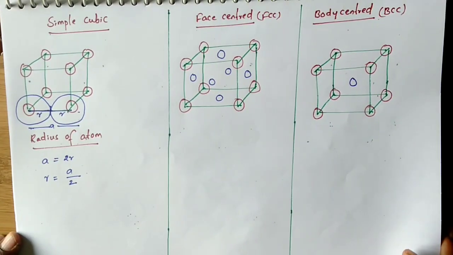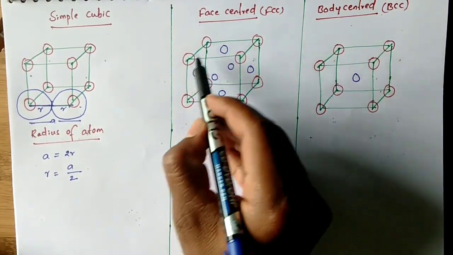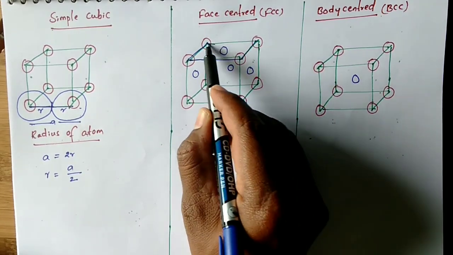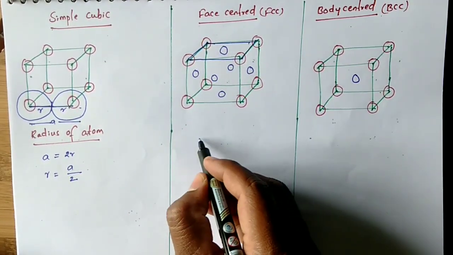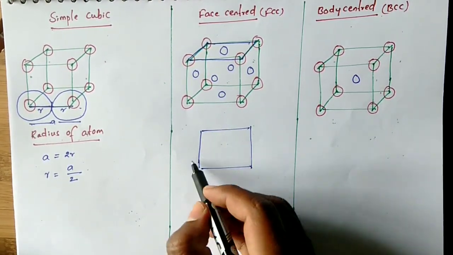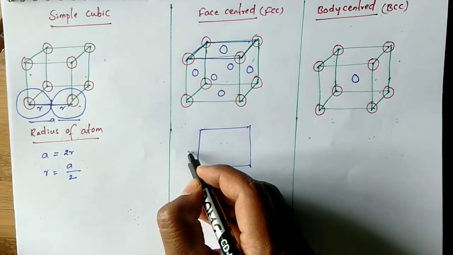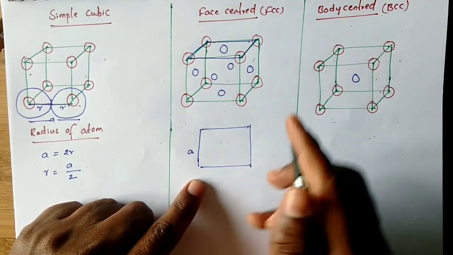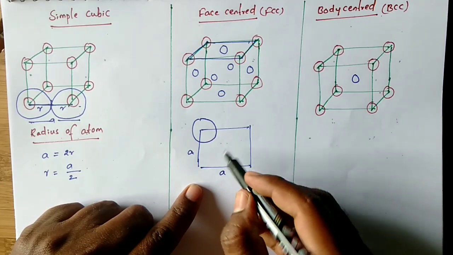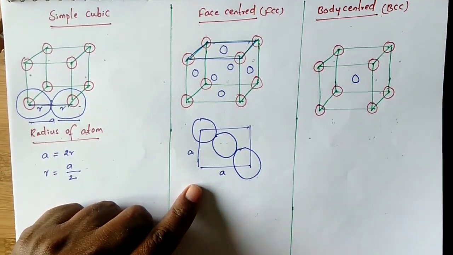Okay, and what about this face center? Here, take this top view. I am taking this portion. Okay, in face centered I am taking this portion, top view, here for better understanding. Okay, this portion I have taken here. The length of this one A, this one A, and this is A. Here one atom, and here this is one atom, and at this corner also one atom.